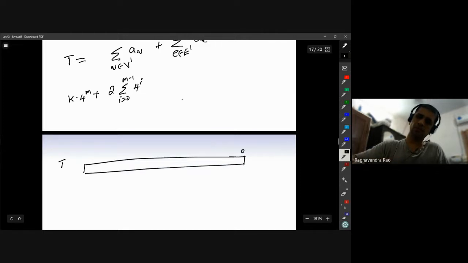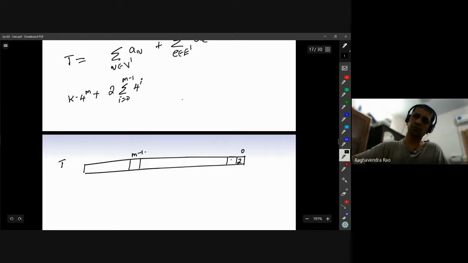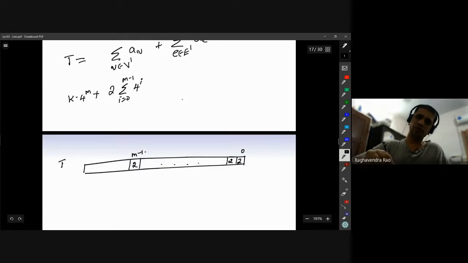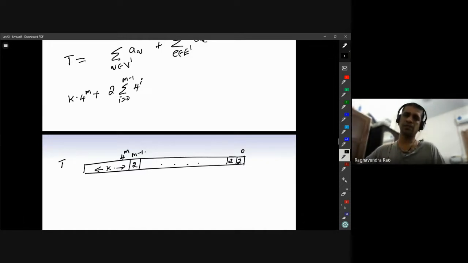So this is positions 0, 1, etcetera, m minus 1. At each of these positions, what is the value it has? It has 2, 2, 2. And from 4 to the m onwards, this is k. So k is some bigger number. So whatever, log to the base 4 of k many digits will be there, base 4 digits. That is what it will be.